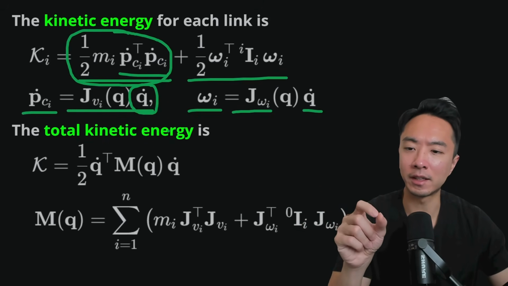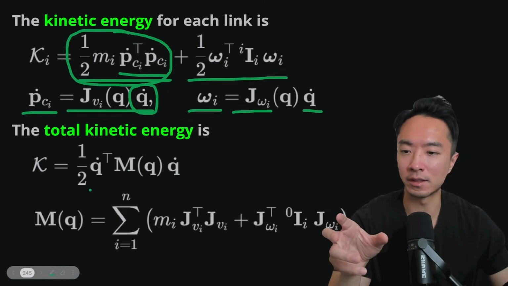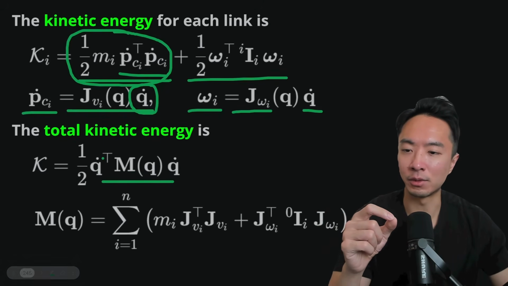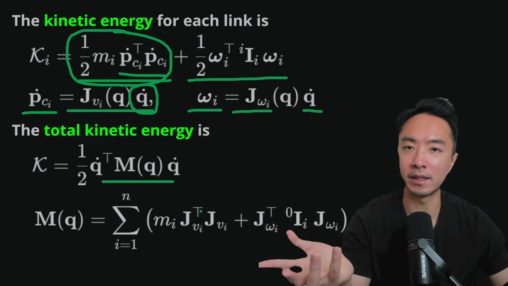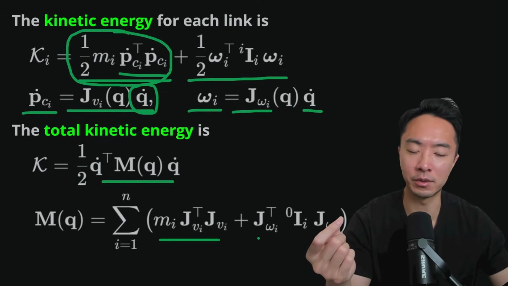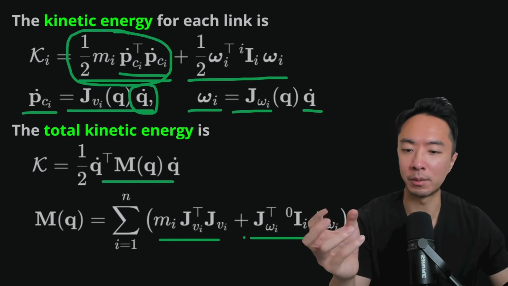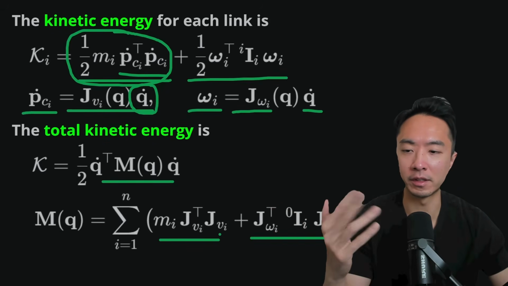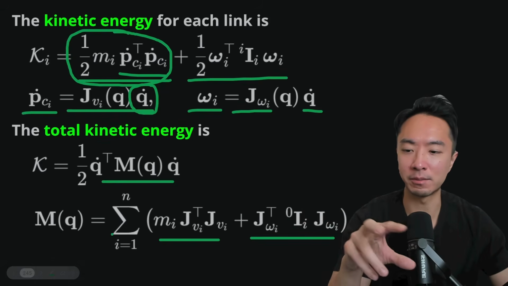So the total kinetic energy can also be written in this form with the mass matrix. You can see we have q dot transpose M q dot. If we expand it out, we see the terms that we showed previously on top: the linear and rotational part. So you just sum it up for all the links, and then you'll have your mass matrix here.